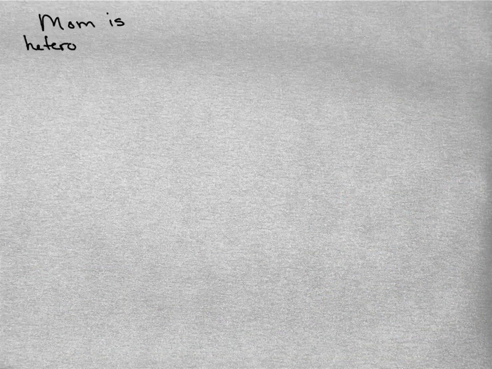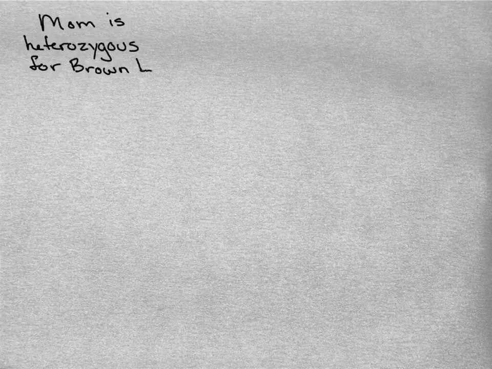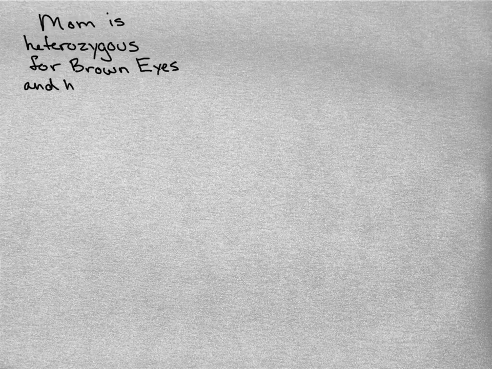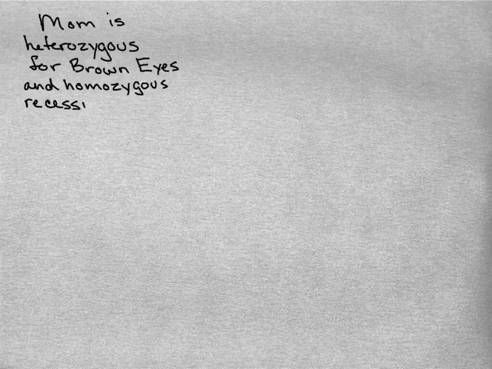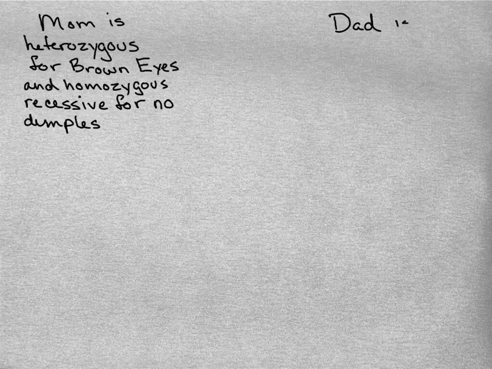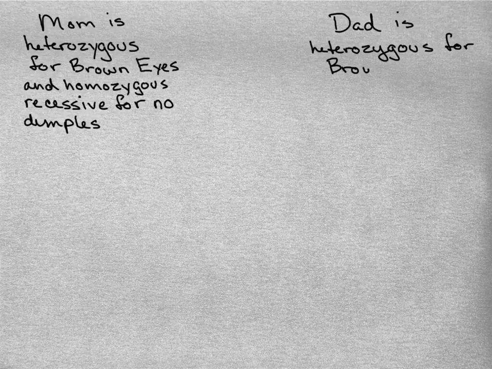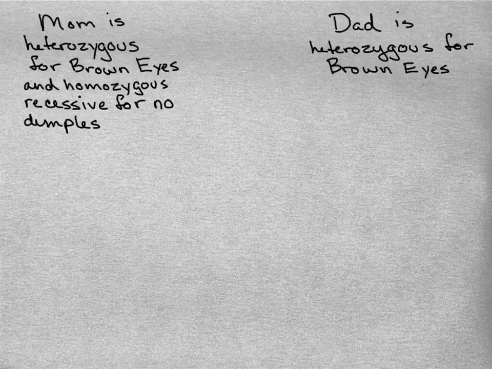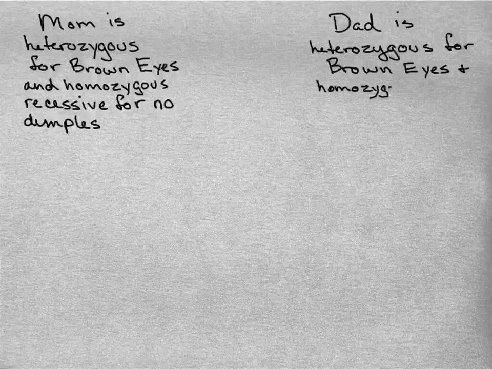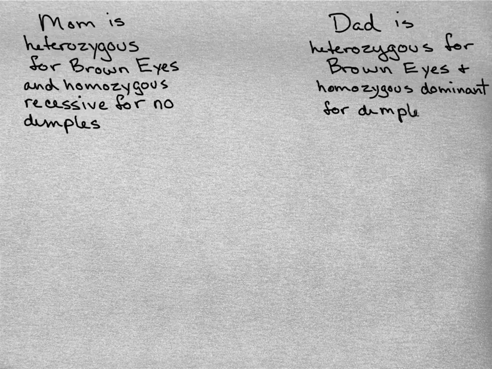Okay, so let's take a dihybrid cross and we'll show you exactly what independent assortment looks like. So mom is heterozygous for brown eyes, and she's homozygous recessive for no dimples. Dad is also heterozygous for brown eyes, but he is going to be homozygous dominant for dimples.